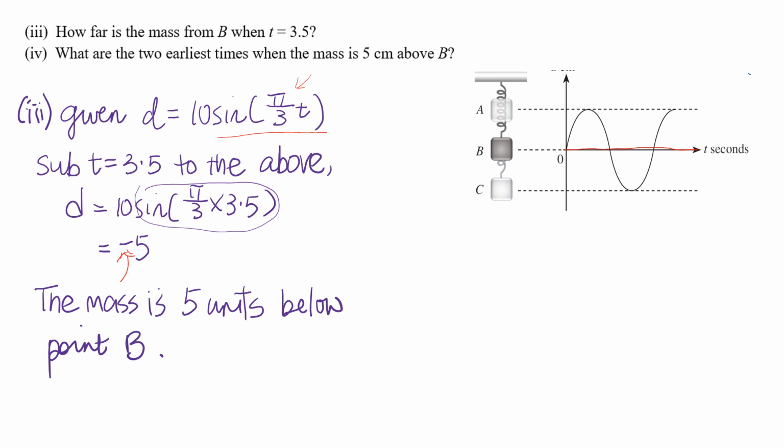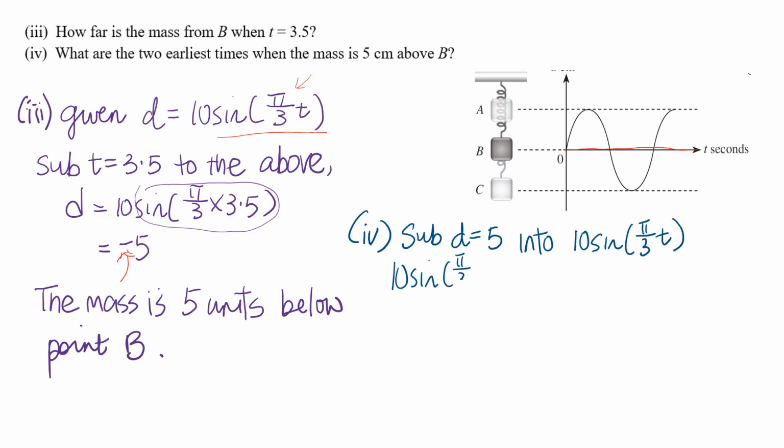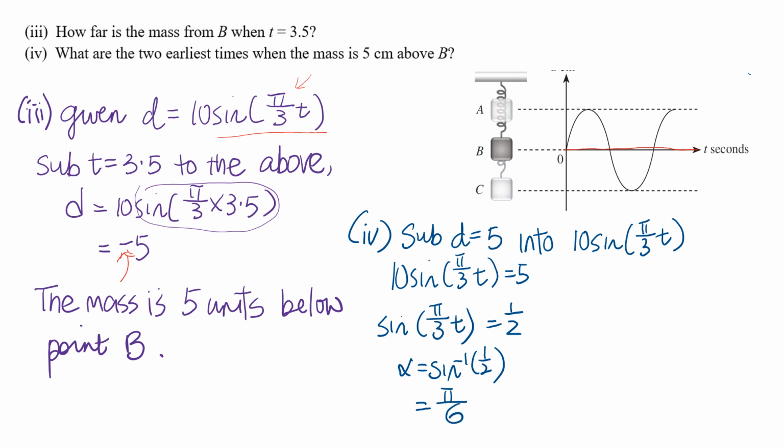Part 4 is to find the 2 earliest times when the mass is 5 centimeters above B. Above B means d is positive 5, so we substitute d equals 5. We have to find the reference angle, which is pi over 6. For sine to be positive, use your ASTC. You see all these things are linked, from your sine curve to ASTC for finding the reference angle, and all the formulas, double angle, addition formula, are all linked together. You need to know all these before you can solve these applications of trigo functions.